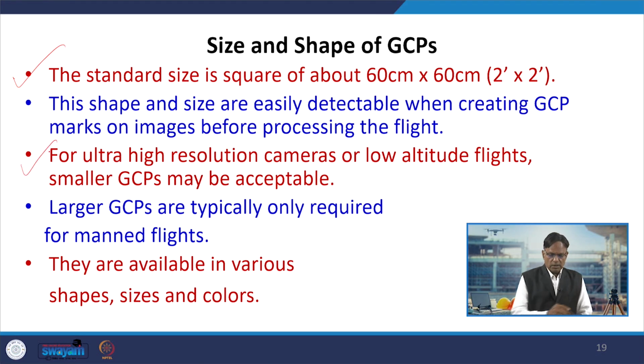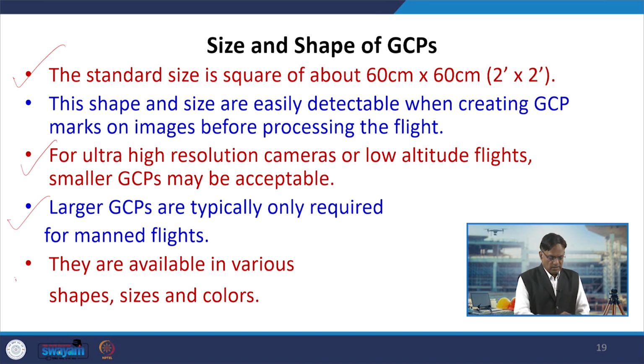Ultra high resolution cameras or low altitude flights: smaller GCPs may be acceptable if you are using an ultra high resolution camera or your flight altitude is very low, then you may use smaller GCPs than 60 centimeters by 60 centimeters. But otherwise you require larger GCPs. Bigger GCPs are typically required for manned flights.